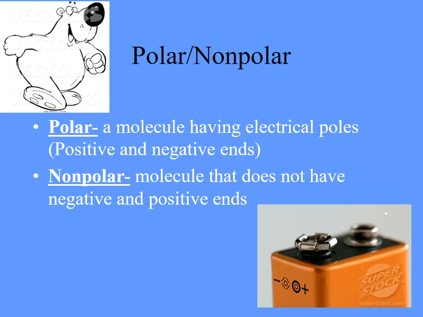So polar, having those electrical poles, means you look over the surface of that molecule and you can see positive and negative ends. Nonpolar does not have that. You look over that entire molecule and it is neutral throughout. There is no accumulation of positive or negative on different ends of that molecule. Again, it has nothing to do with polar bears. I just stuck that there. I don't know why. Kind of silly looking. But polar means positive and negative ends.